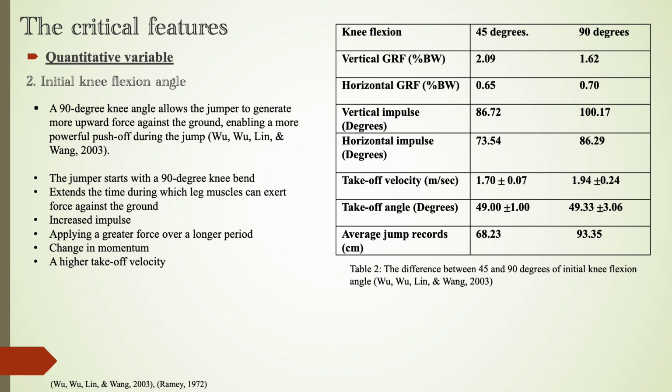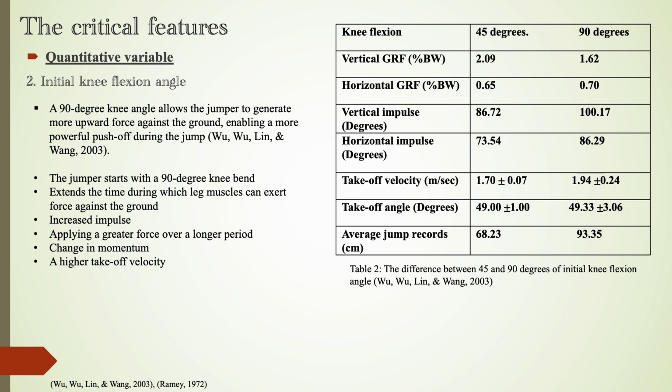When the jumper starts with a 90-degree knee angle, they achieve a takeoff velocity that is 2.4 meters per second higher than when starting with a 45-degree knee angle. With a 90-degree knee angle, both the vertical and the horizontal impulses are higher. This is because when a jumper starts with a 90-degree knee bend, it increases the time that leg muscles can apply force against the ground.